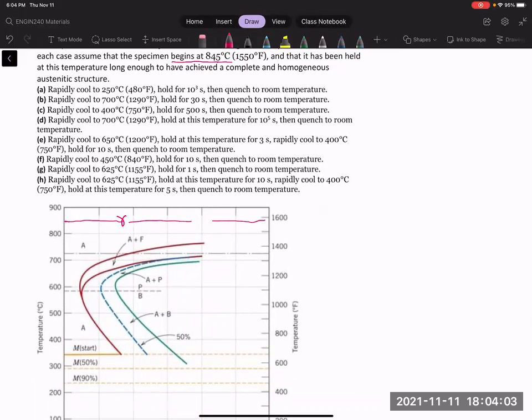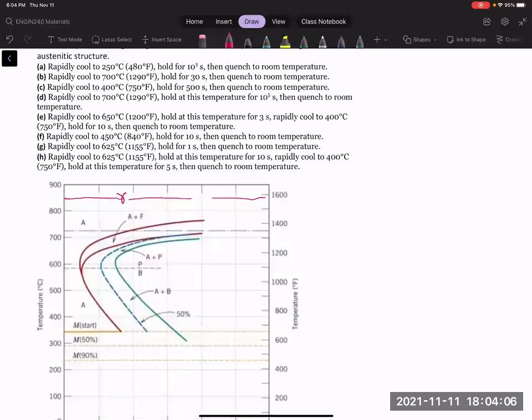And then they give you several different processes. These processes just tell you how they prepare the transformation, how they go through the transformation. I'm going to show you some of the transformations here. Let me just start with the first one. I'm going to use the color blue to represent it. For this one, the rapid cool to 250 degrees, you start with this one here, the A45 degree.